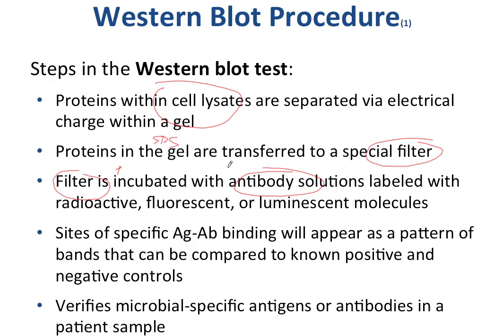The first antibody is called the primary antibody. The primary antibody is specific to detect the protein that we want, and then we incubate with the secondary antibody. The secondary antibody is labeled with radioactive or fluorescent labels, so the secondary antibody can give us the signal to detect the bands.